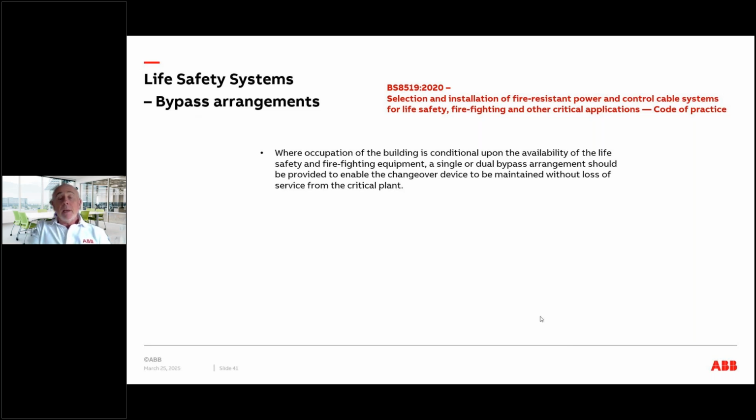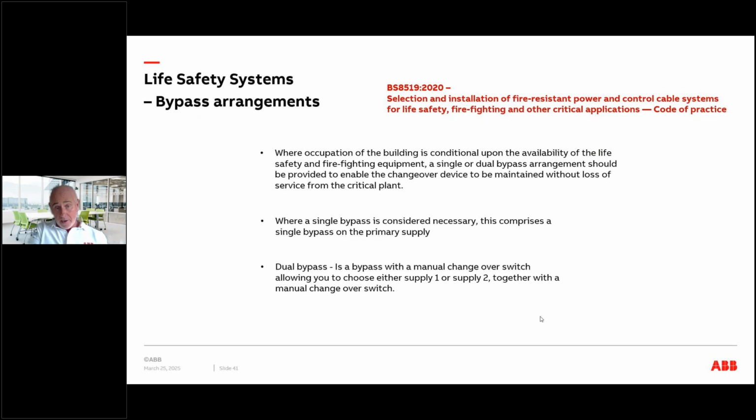So that is saying basically that if you have to do maintenance on your ATS assembly, then you must have a single or dual bypass. So in the event of loss of the primary supply whilst you're doing maintenance, which is a risk obviously, you can still maintain supply to the life safety equipment. That's achieved by a single bypass. This comprises a single bypass on the primary supply or a dual bypass, which gives you a bypass option on supply 1 or supply 2.